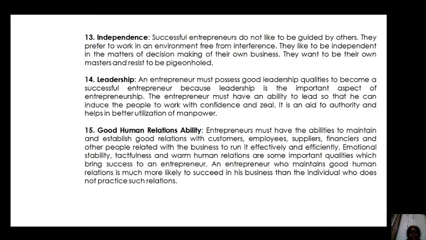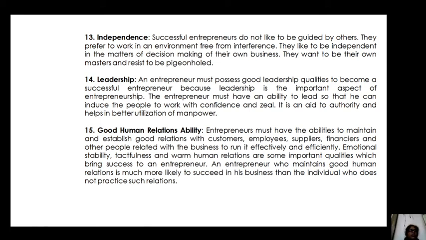Emotional stability, tactfulness, and warm human relations are some important qualities which bring success to an entrepreneur. An entrepreneur who maintains good human relations is much more likely to succeed in his business than the individual who does not practice such relations. Okay?